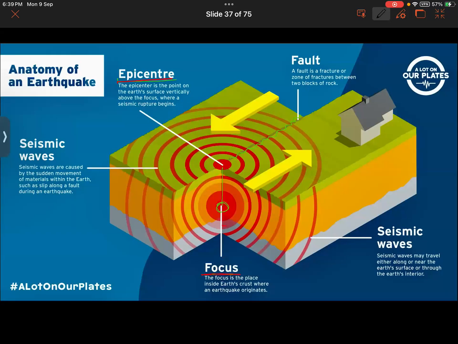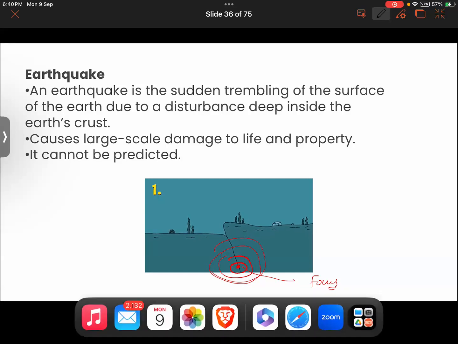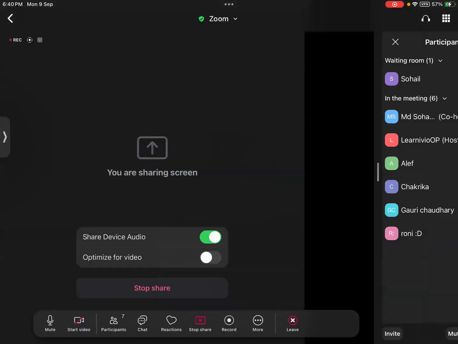Okay, so we learned about this. And in what manner does an earthquake travel? Earthquake travels in the form of waves, no? Yes, sir. And we call those waves seismic waves.